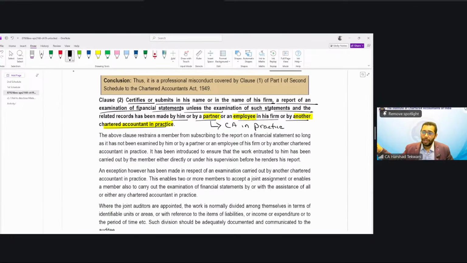As of now, I'm not talking about a multidisciplinary partnership firm. I'm normally talking about a statutory audit CA partnership firm, wherein when I talk about a partner, it's a CA in practice. You cannot enter into a partnership with a member only. Employee, again, here I'm not writing employee who is a CA in practice. So employee can be anyone. Understand that. So for the purpose of employee, there is no additional requirement.